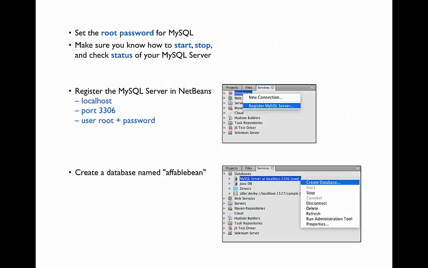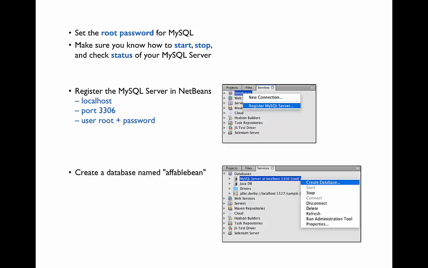At some point, you'll have to enter a root password for MySQL. Please write this password down somewhere so that you do not forget it. Make sure you know how to start and stop MySQL. And make sure you know how to check the status of the MySQL server. Once you're comfortable with starting and stopping MySQL, go into the Affable Bean project in NetBeans.